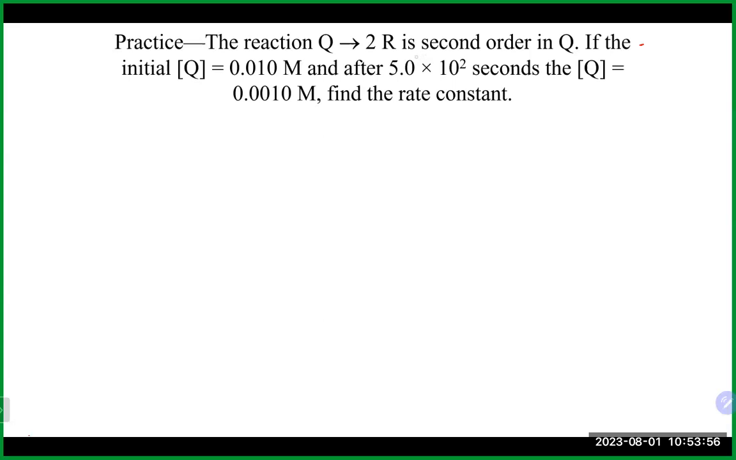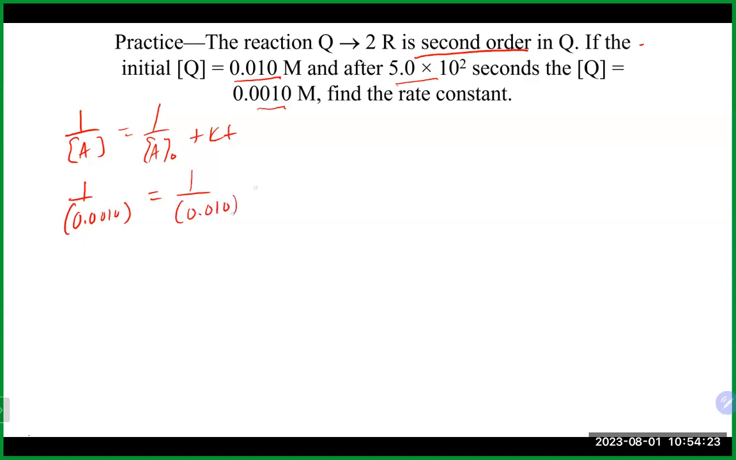Okay, so since this is second order, that will tell us that we do want to use the second order rate law here, which is 1 over A is equal to 1 over A naught plus KT. And we do have our initial, and we do have our final, and we do have our time. So our final here is 1 over 0.001 equal to 1 over 0.01 plus our K, which is what we're looking for. And in this case, our time, I think, is 500 seconds.